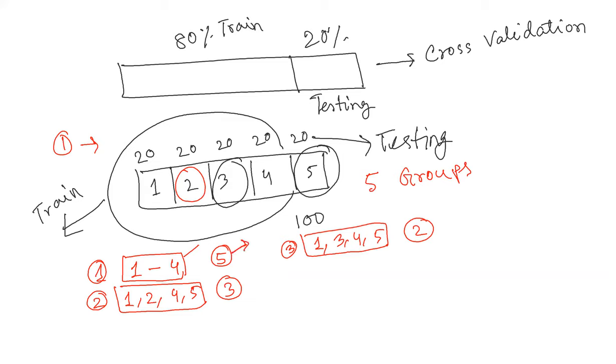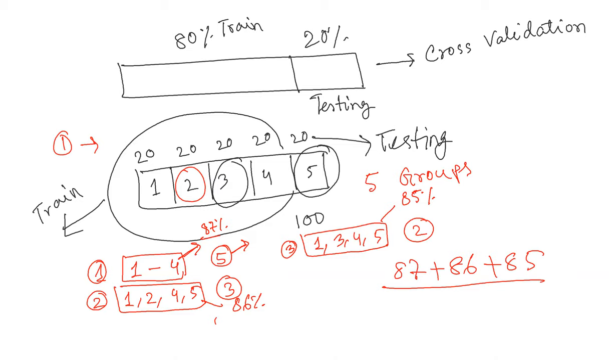When we train with this data set, we get some accuracy, suppose 87%. This one we get 86%. This time we get maybe 85%. So at the end, you can average these and say, okay, my model performs 86%. How? Based on these 3 times we tried the model and then averaged it. Suppose 87 plus 86 plus 85, and as we tried 3 times, we divide by 3. So we get an average performance. This is called cross-validation, okay?